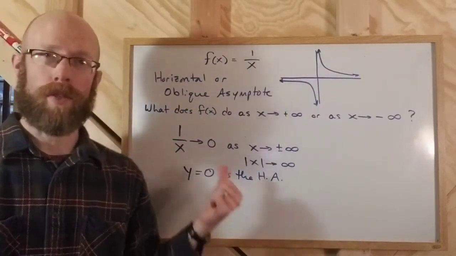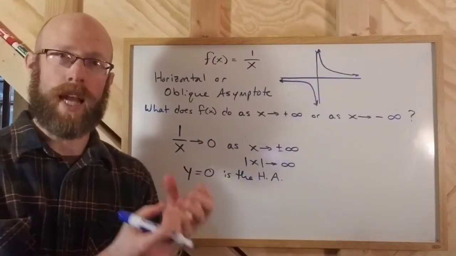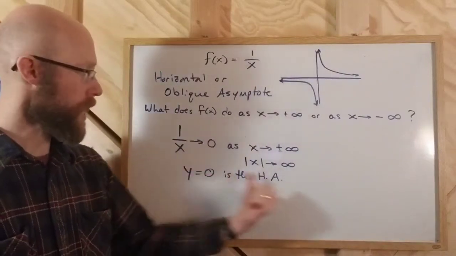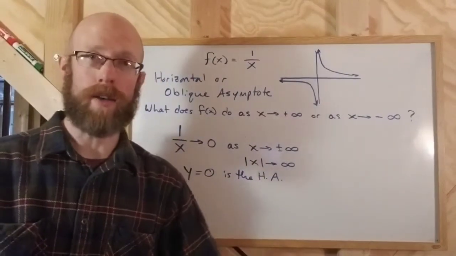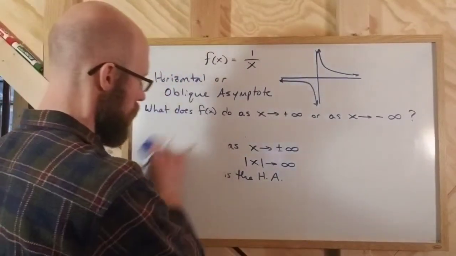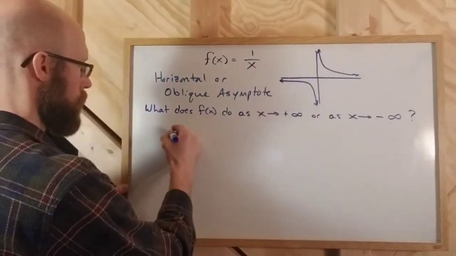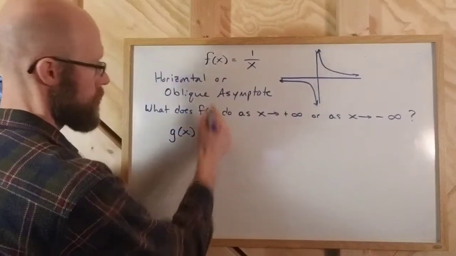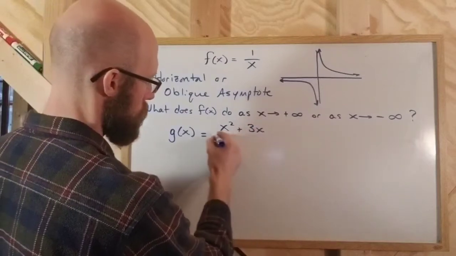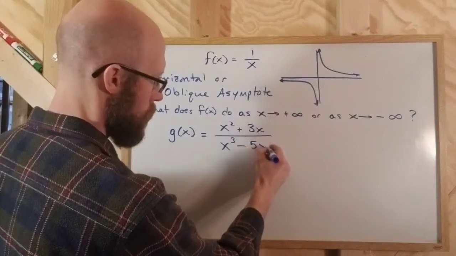So whatever that value is going to be the horizontal asymptote. And generally speaking, whenever the denominator has a higher degree than the numerator, the same thing will occur. You're going to have 0 as the horizontal asymptote. Let me give you a reason as to why that occurs. Let's say I had a function, we'll call it g of x now to distinguish it, and let's do something like x squared plus 3x over x cubed minus, I don't know, 5x.